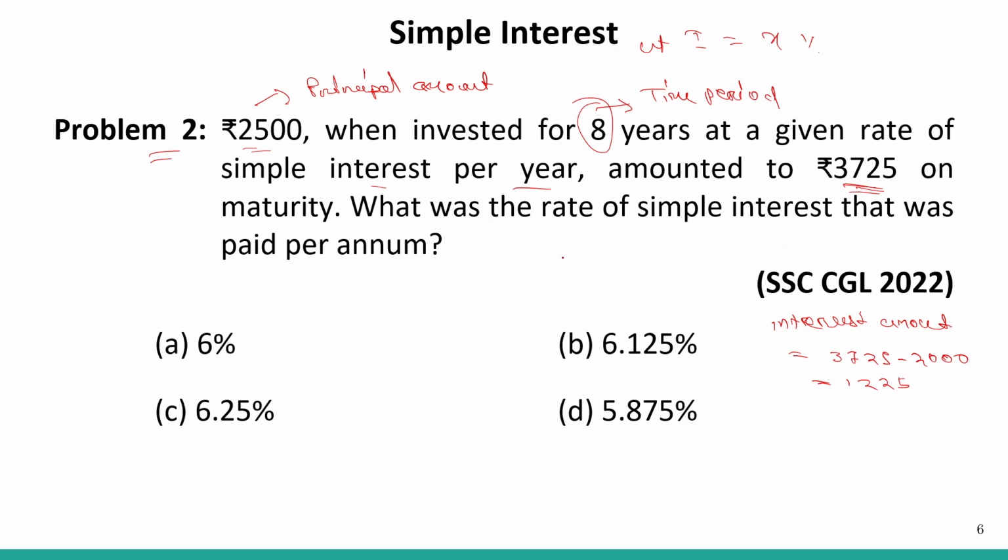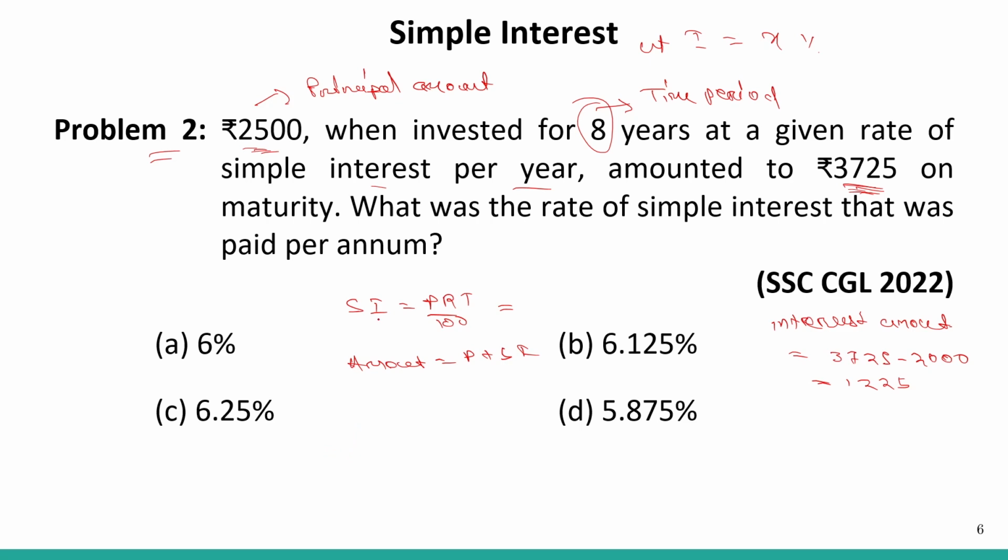So what we are given is a principal amount of 2500. It is invested for 8 years, and the amount sums up to 3725. So simple interest is equal to what? SI is equal to PRT by 100 when R is in percentage. And amount is equal to P plus SI, right? So let's use the formula and solve it down.